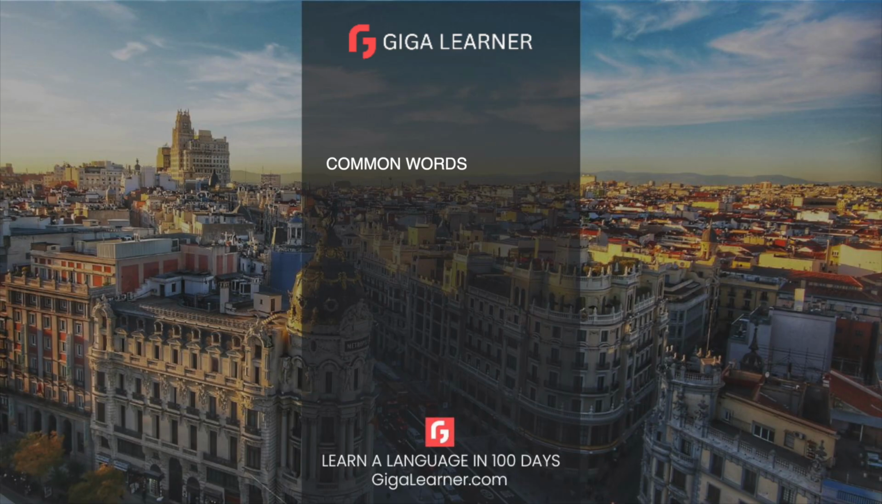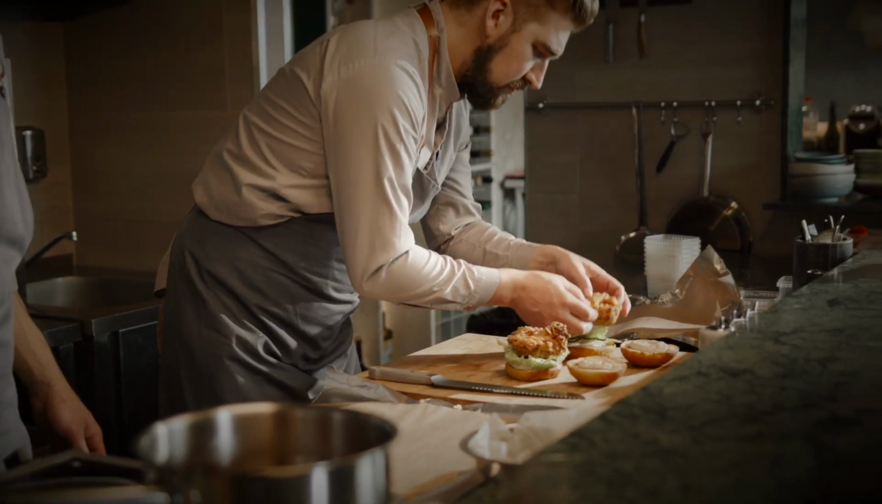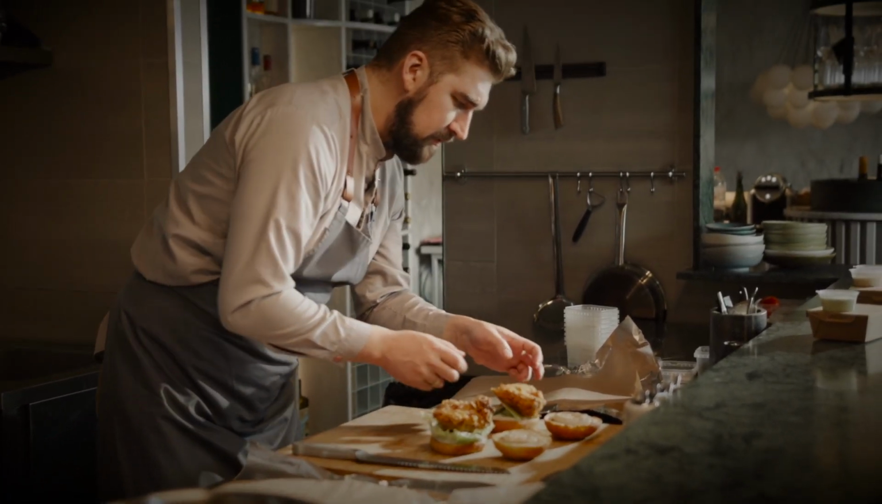Common words. There's research that says that the most common 1,000 words of a language represents approximately 80% of the words used in typical conversation. So if your goal is to become conversational in a new language as quickly as possible, then you need to learn these words first. As for the remaining 20%, these words should mostly consist of the words used in your context. For example, if you're moving to another country and you'll be working as a chef, you need to learn words relating to cooking.